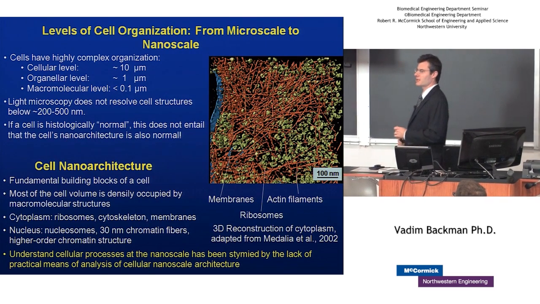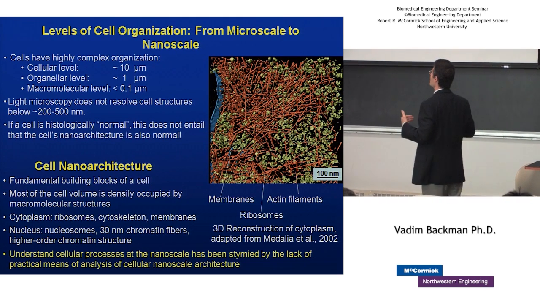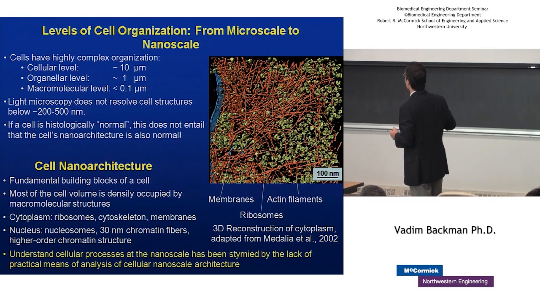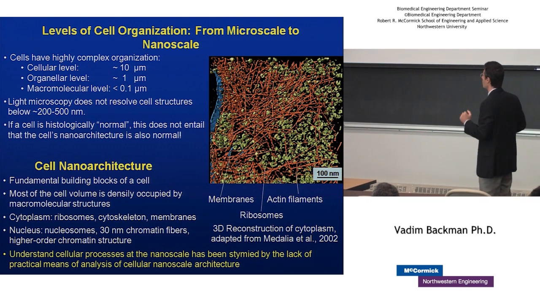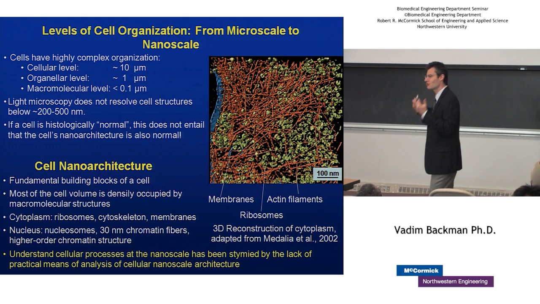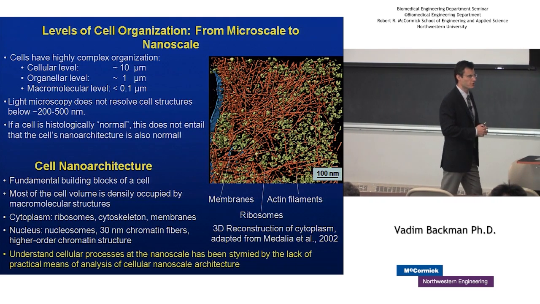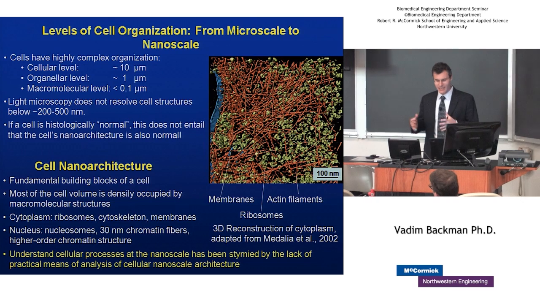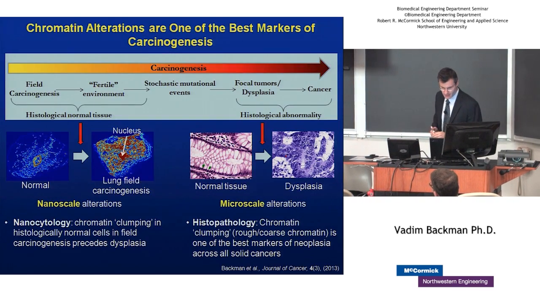Now, what is cell nanostructure in the first place? You can think of different levels of organization of the cell. A cell level is about 10 microns, the organellar world about 1 micron. We see this with a microscope. And the macromolecular level is at about 100 nanometers and below. This is the fundamental architecture of the cell, including things like high order chromatin structure, the nucleosome, cytoskeleton, all the fundamental building blocks of the cell. And this is precisely what we do not see under the microscope.